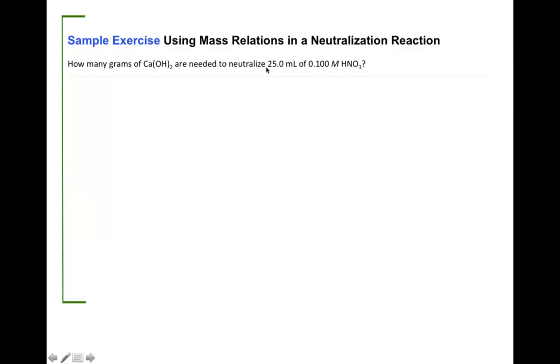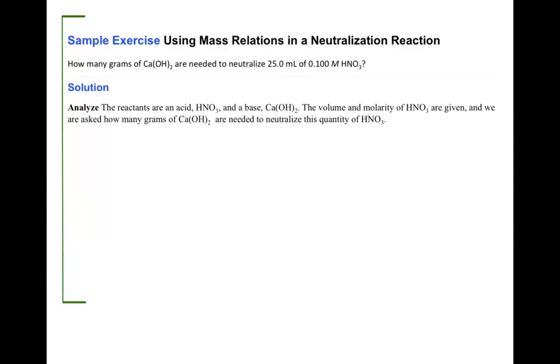So we have volume and we have also the molarity. And we have two different compounds. So that means that somehow at some point we need to use moles, because the only way that we can transform from one compound to another one is through the moles. Okay, so here basically, as I mentioned, the reactants are the acid and the base. The volume and the molarity of nitric acid are given, and we are asked how many grams of calcium hydroxide are needed to neutralize this quantity of HNO3.